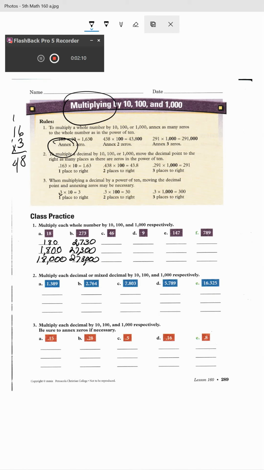All right, 46 becomes 460, then 4,600, and 46,000. Nine becomes 90, which becomes 900. So do you notice when you have a whole number, when you're multiplying by 10, the 10 has 1 zero, then you add 1 zero. The 100 has 2 zeros, you add 2 zeros. The 1000 has 3 zeros, you add 3 zeros.